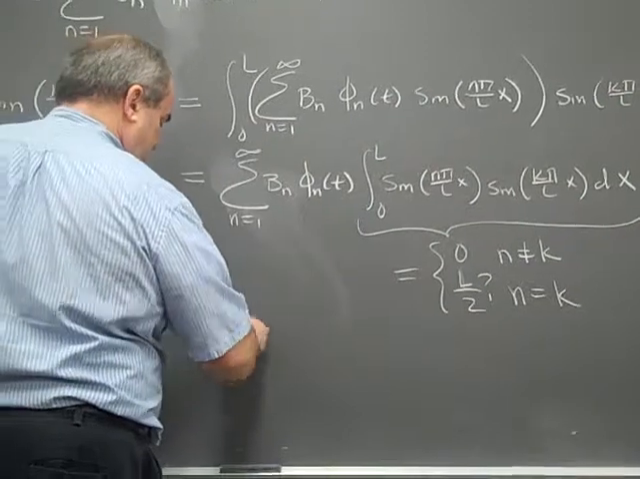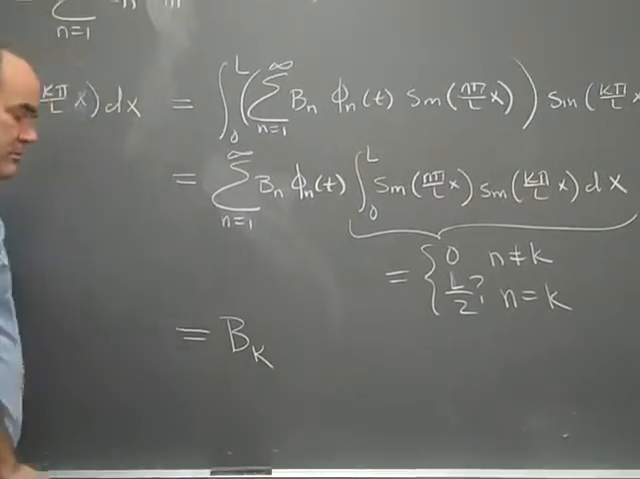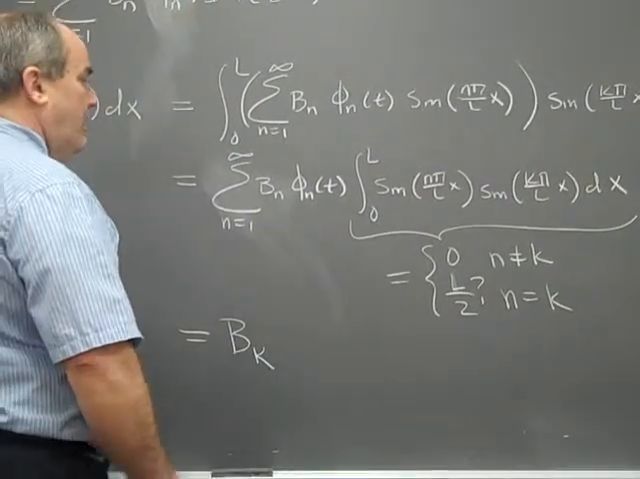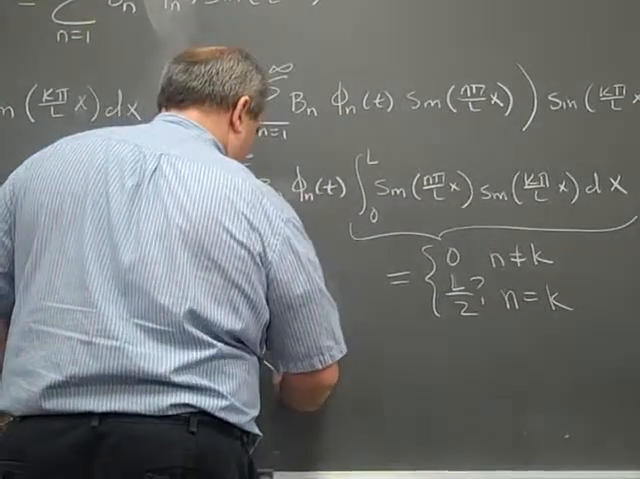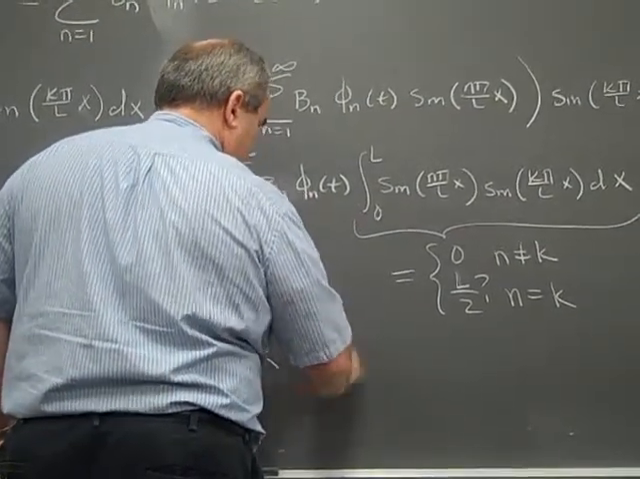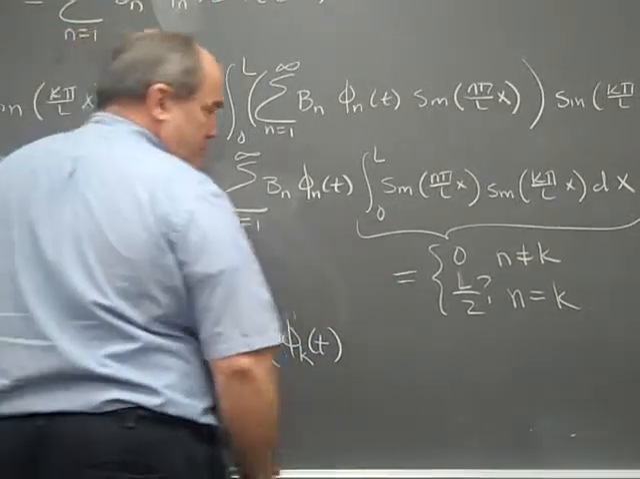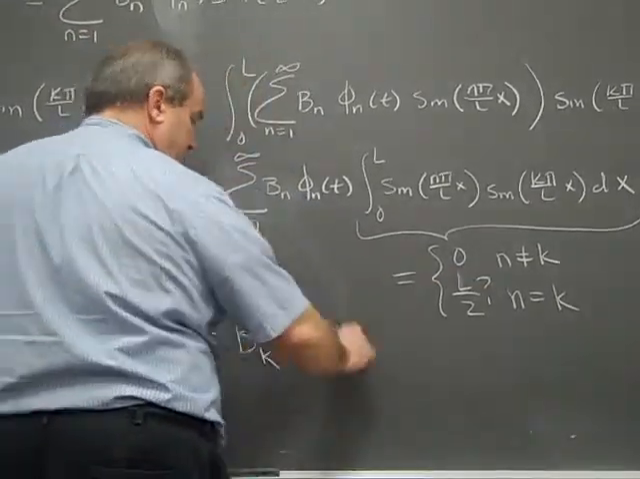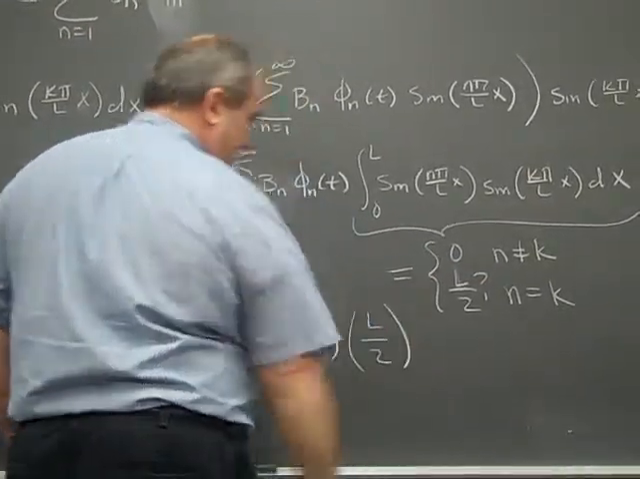B sub k times what? Not related to Burger King. B sub k, phi k, and times whatever that is. Suppose this is L over 2 for a second. Yeah, I think L over 2 does sound right.